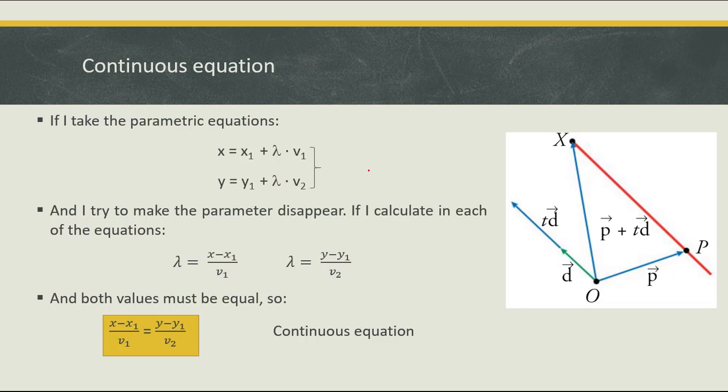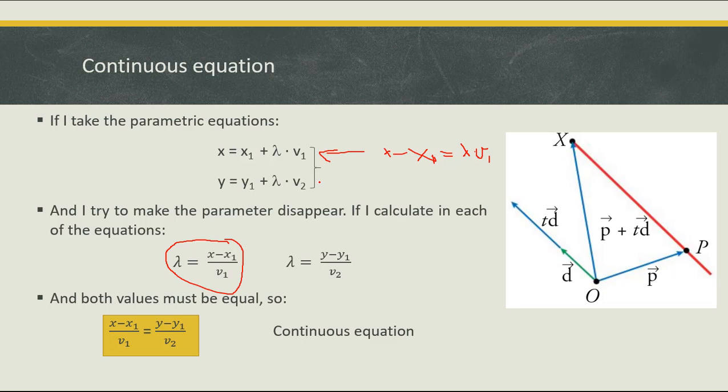But how can I do that? I don't like to have a parameter. So how can I make this parameter disappear? The easiest way is taking the first equation and calculating the parameter here. This x1 here is adding. I can send it to the other side subtracting, and I have x minus x1 equal lambda multiplied by v1. Sorry for the letter, but it's not easy to write with the mouse. So this v1 here is multiplying. I can send it to the other side dividing, and I arrive here.